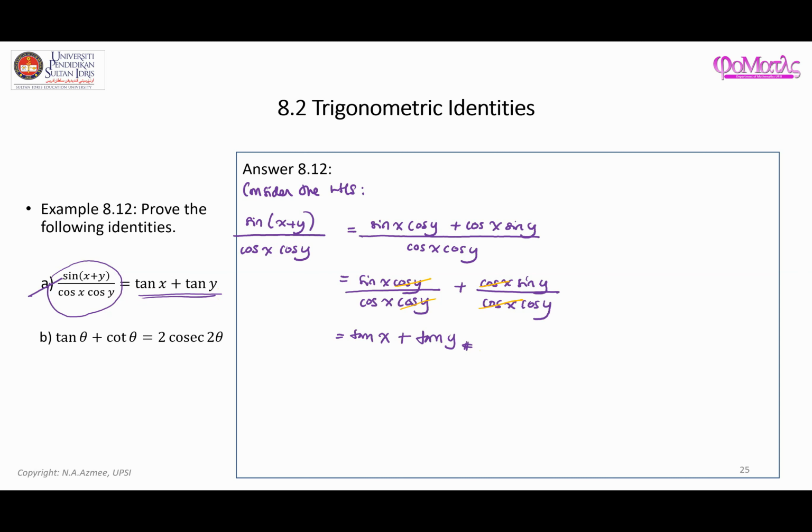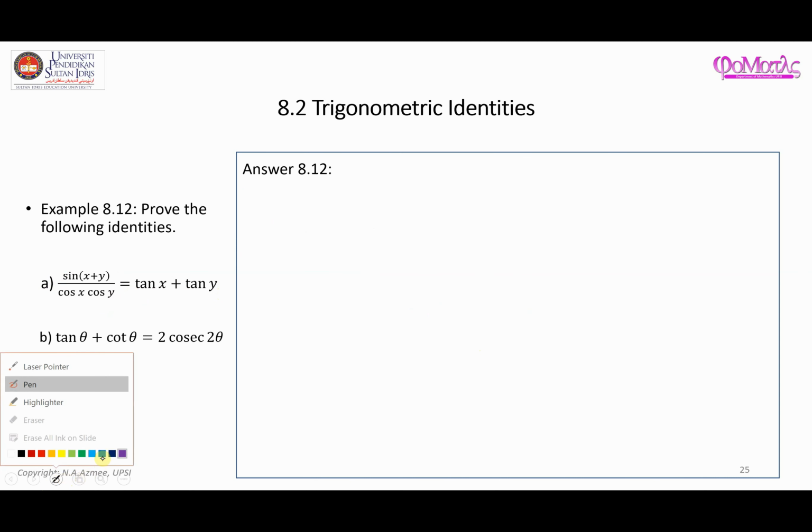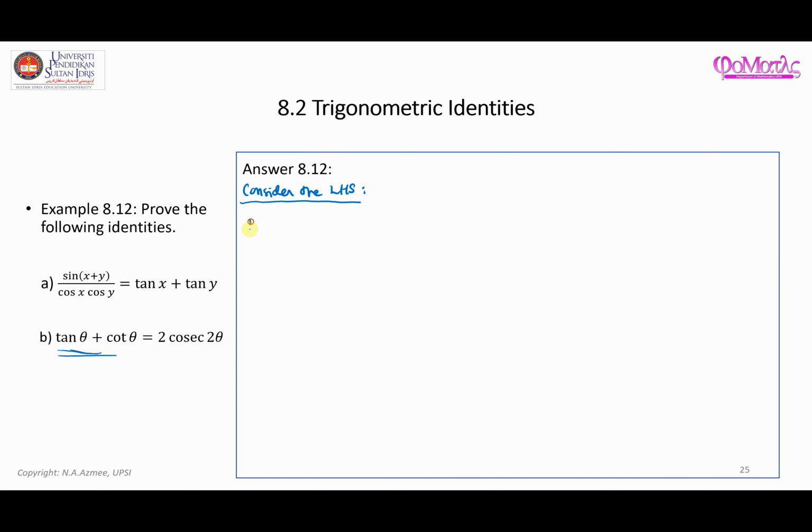Next, we're going to move on to the last question here, question B. Allow me to erase the ink on this slide. Suppose that I start off by considering the left-hand side of this equation. So we have tangent theta plus cotangent theta. I'm just going to express this in terms of sine and cos, because here we've got something related to sine.